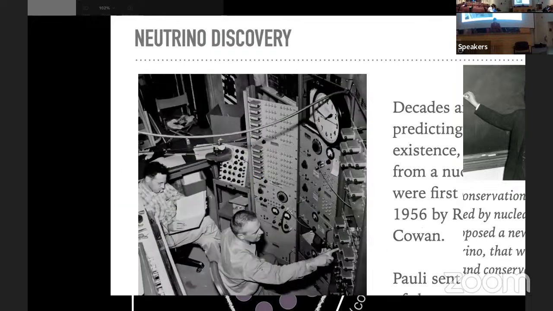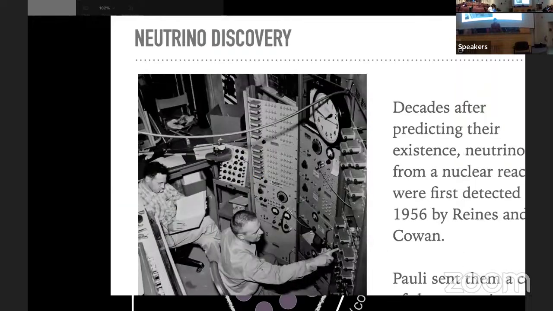Decades after he postulated the existence of this particle, it was actually discovered for the first time in the 50s by Reines and Cowan using reactor neutrinos. And then a decade later, it was first detected from astrophysical sources of neutrinos. So he kept good on his word. He sent them a case of champagne because he thought it couldn't be done. And I think there's a lot of parallels to draw with the dark matter story.